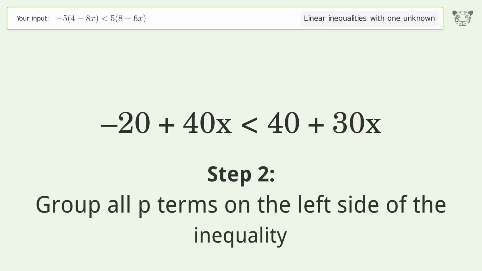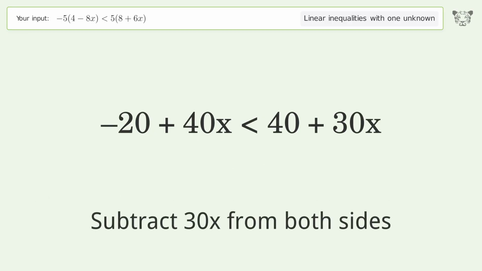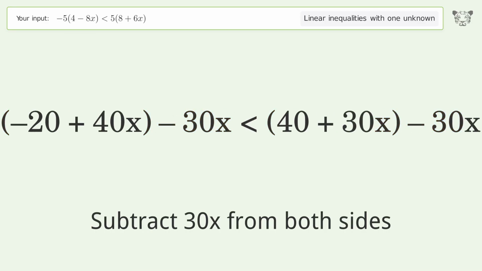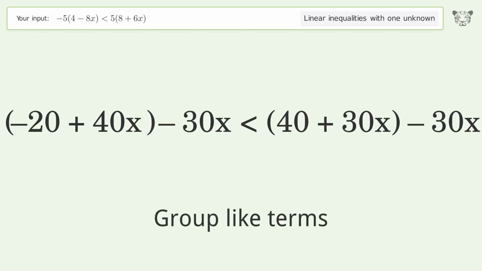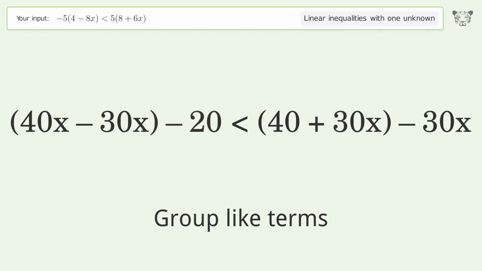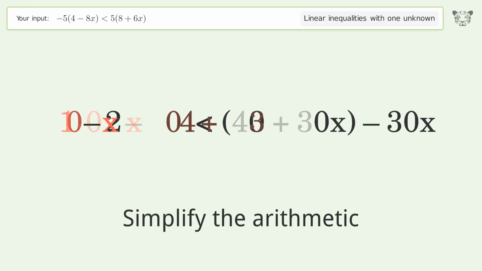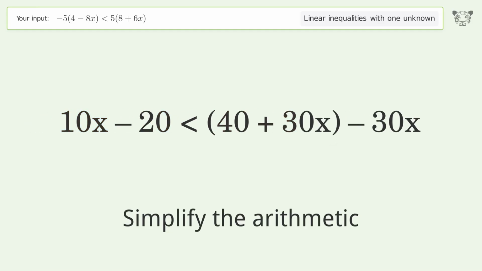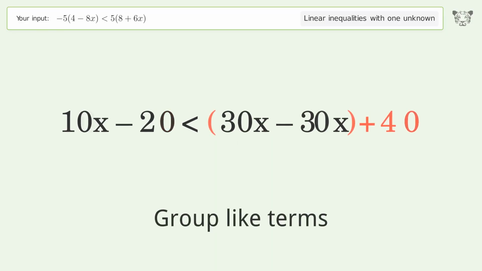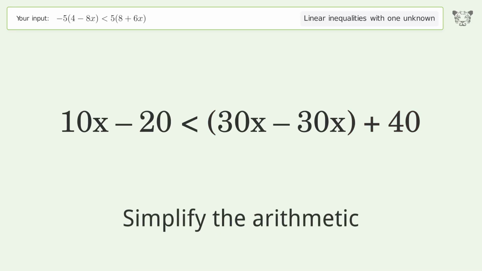Group all p terms on the left side of the inequality. Subtract 30x from both sides. Group like terms. Simplify the arithmetic. Group like terms. Simplify the arithmetic.